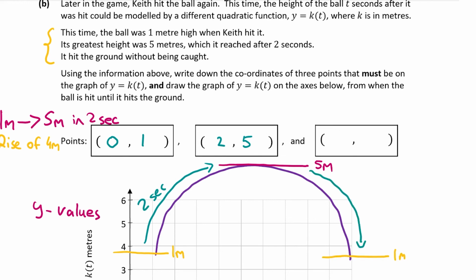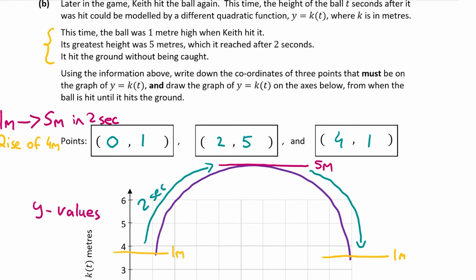So that means after 4 seconds, it's going to have gone back down to 1, which means our last coordinate is 4, 1. As after 2 seconds, it was at its highest, so it took 2 seconds to go from 1 to 5. It's also going to fall then, and in the next 2 seconds, it'll go from 5 back down to 1, in the same length of time. So we're going from 0 to 2 to 4. So then we have our 3 coordinates.